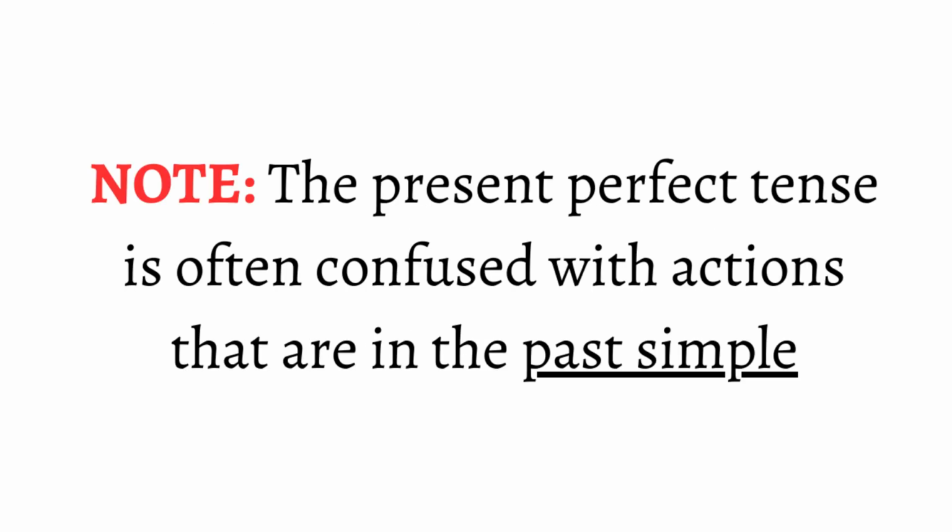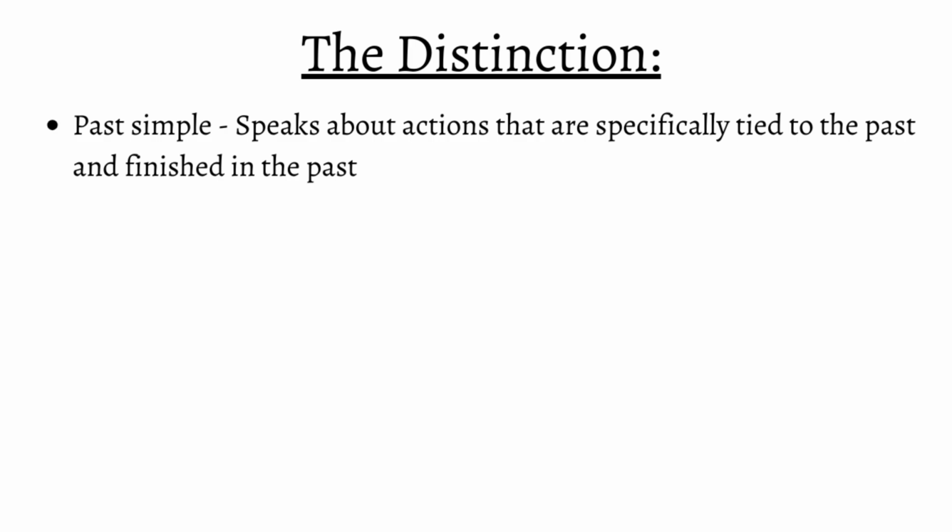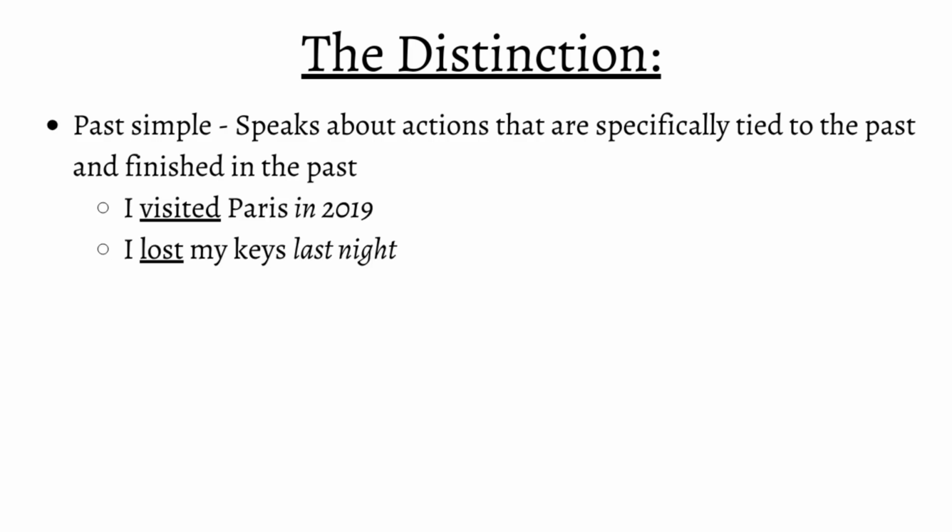Still, this tense is often confused with actions that are in the past simple, and it's important to understand how the two tenses differ from one another. The past simple speaks about actions that are specifically tied to the past and finished in the past, like in the phrases, I visited Paris in 2019 and I lost my keys last night.